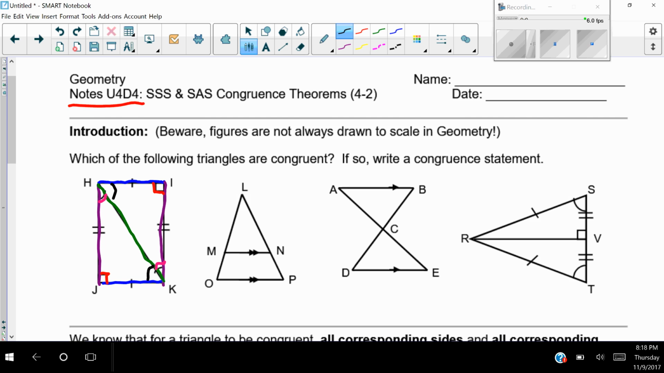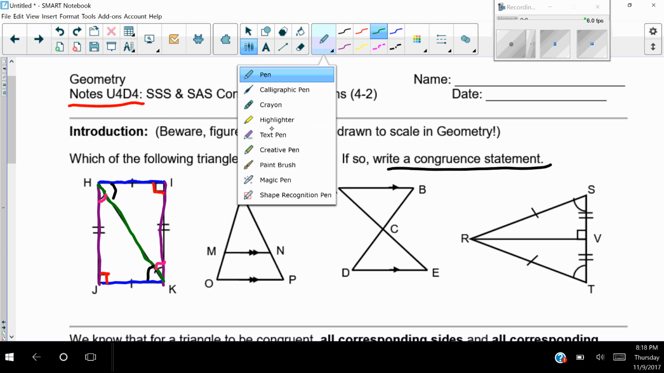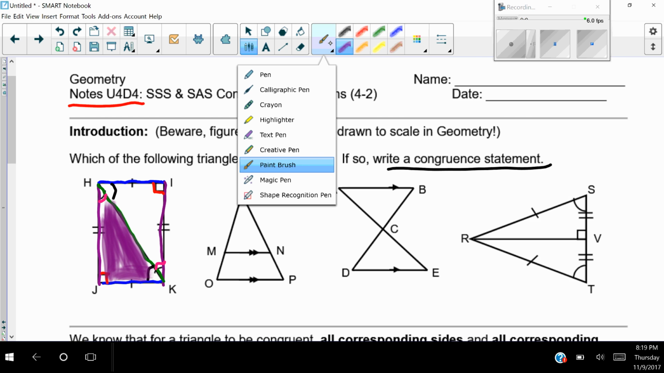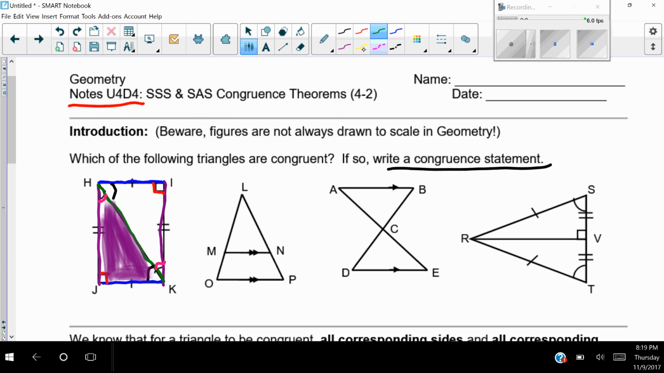So we can write our congruency statement. It says write the congruency statement. Remember that order matters, so we have to put it in the correct order. The first triangle, it doesn't matter which one you start with. I'm going to start with the bottom triangle, this triangle right here, and I can put it in any order I want. But the next triangle's order is going to matter. I'm going to say triangle, this is the triangle symbol, H, J, K. And then the congruency symbol, triangle.